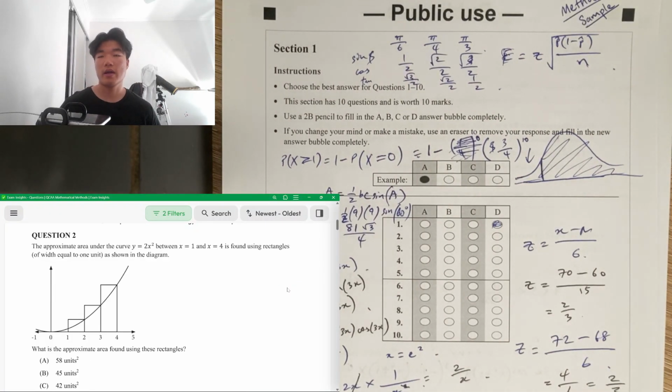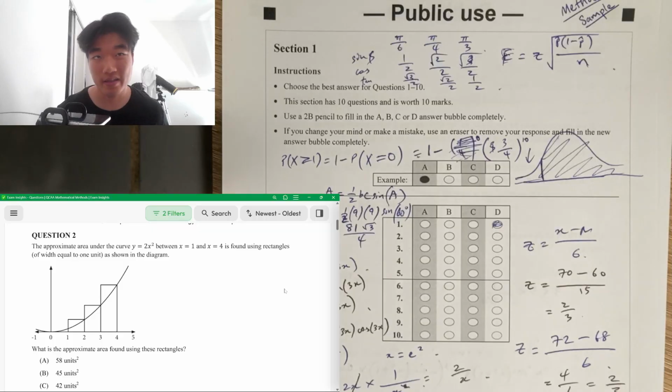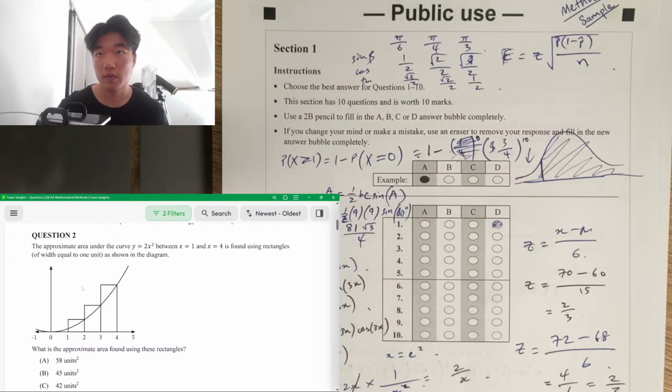Okay, question 2. The approximate area under the curve y equals 2x squared between x equals 1 and x equals 4 is found using rectangles with width 1, as shown in the diagram. What is the approximate area found using these rectangles? Okay. So the width is 1.